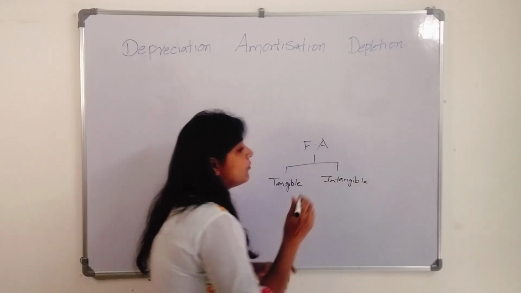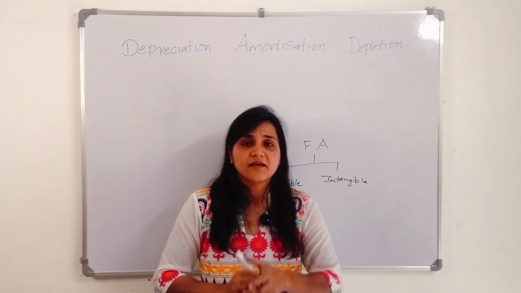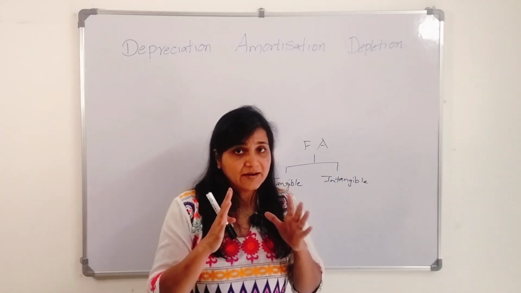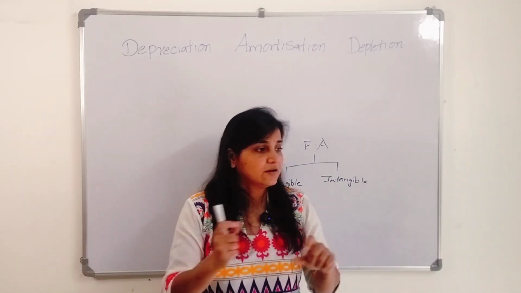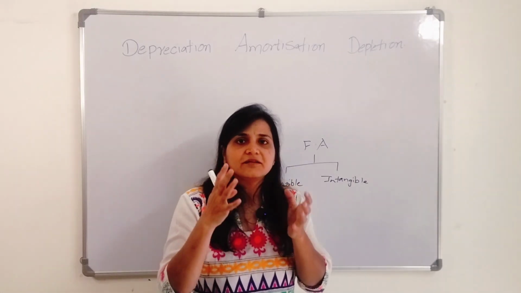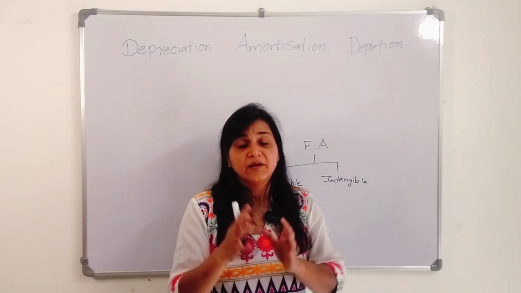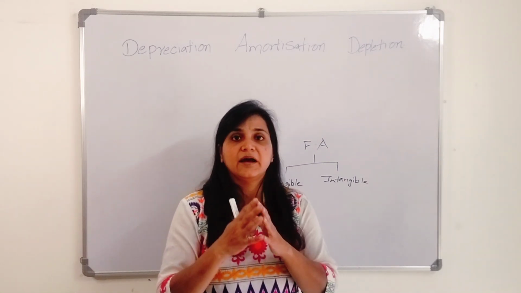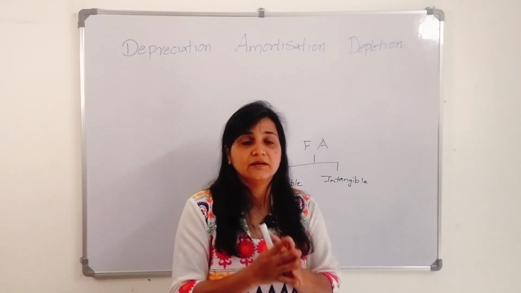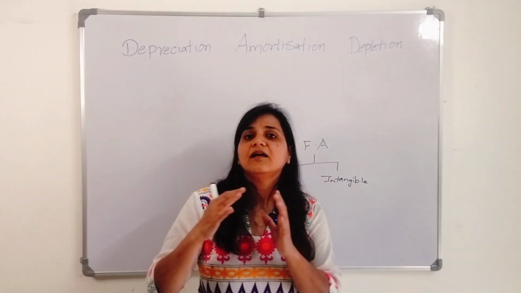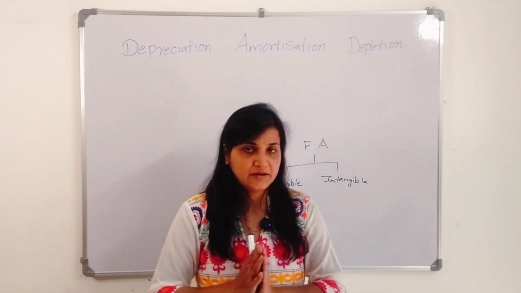Now, what are tangible assets? Something which we can see, which we can touch. Mobile phones, your bikes, your cars, you can see them, you can touch them. Similarly, in an organization there is a building, there is plant and machinery, there are motor vehicles. So these things they can see, they can touch, so they are considered tangible assets.